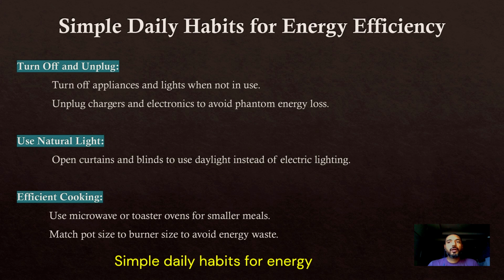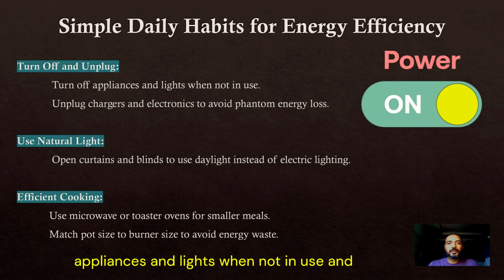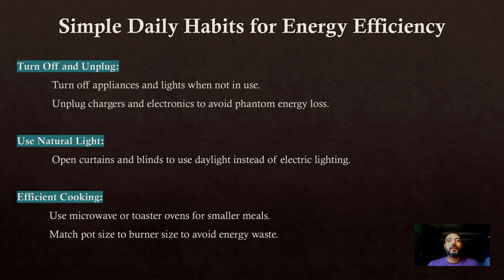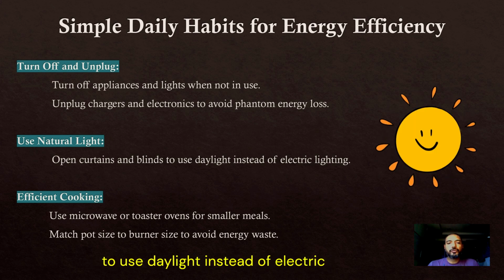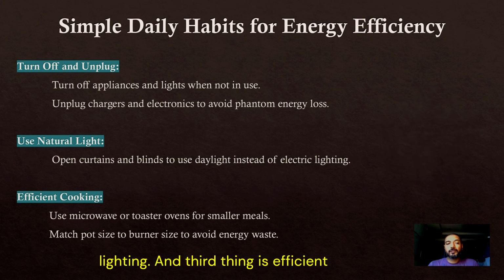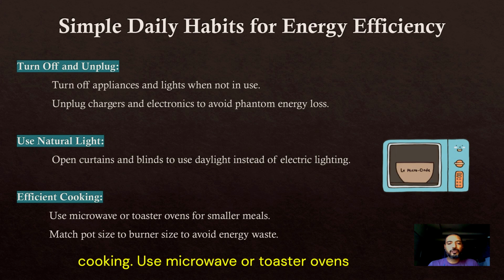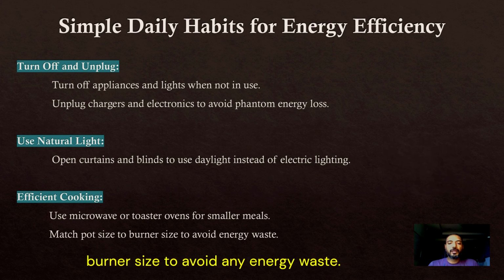Simple daily habits for energy efficiency. Turn off and unplug. Turn off appliances and lights when not in use, and unplug chargers and electronics to avoid phantom energy loss. Use natural light. Open curtains and blinds to use daylight instead of electric lighting. And the third thing is efficient cooking. Use a microwave or toaster oven for smaller meals. Match pot size to burner size to avoid any energy waste.